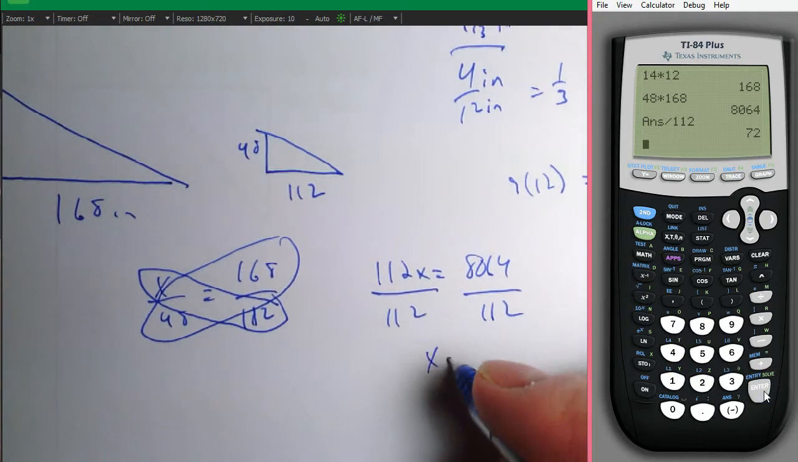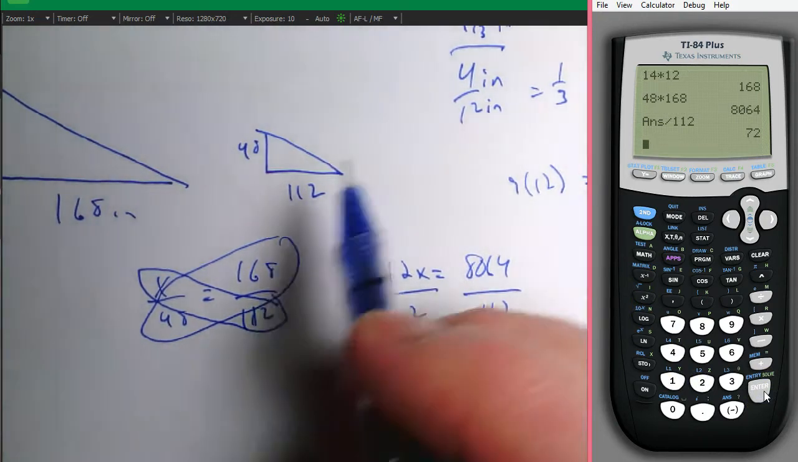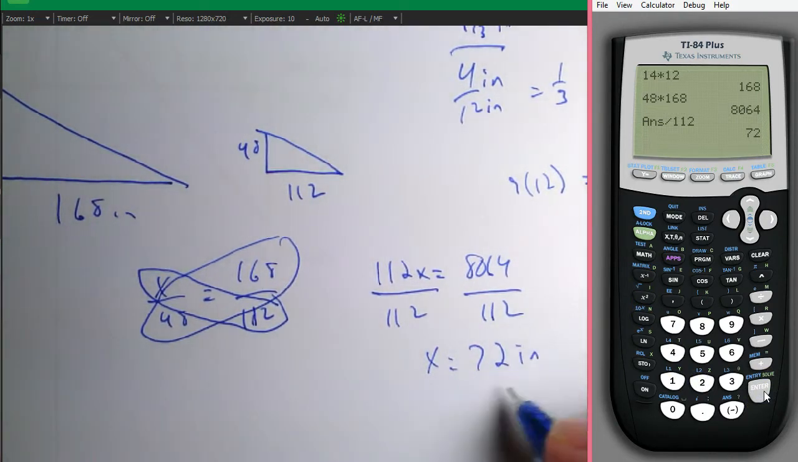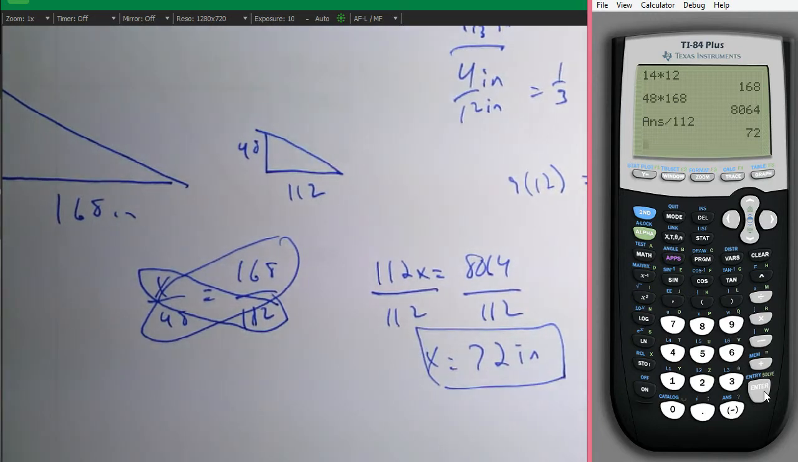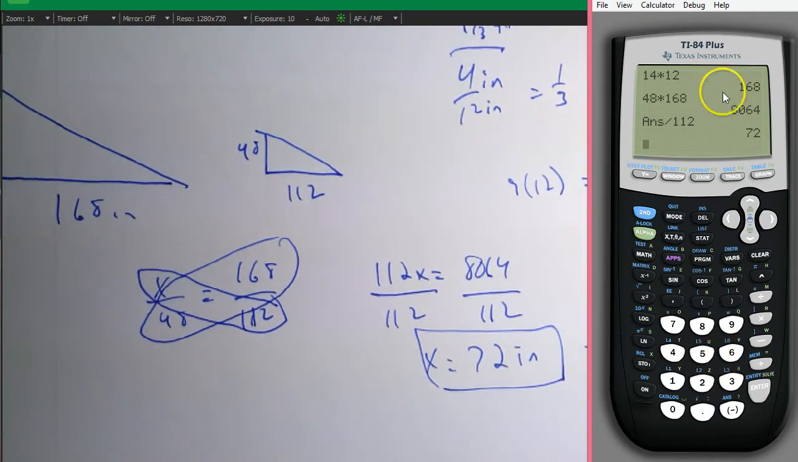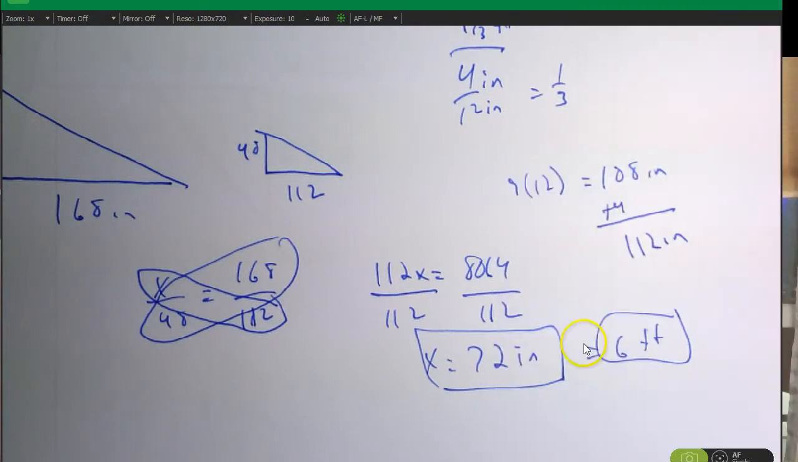Which is 72. Now don't forget, we converted this all to inches, so the man is 72 inches tall, not 72 feet. That's insane. If I want to know how many feet that is, divide by 12, and that gives us that he is 6 feet tall. So 72 inches or 6 feet tall.